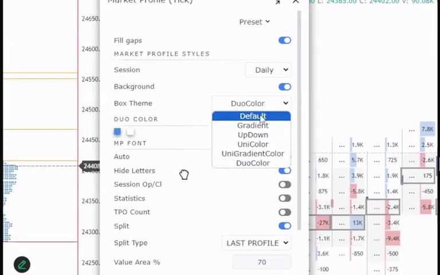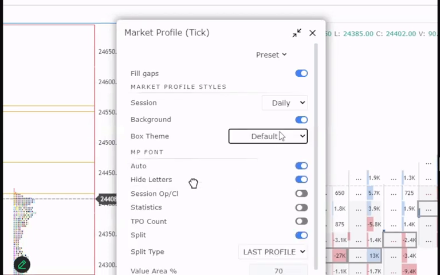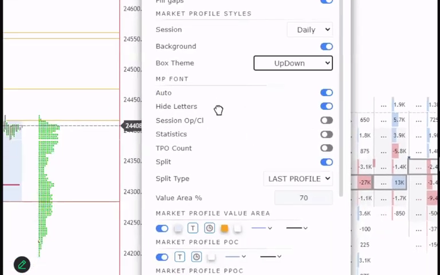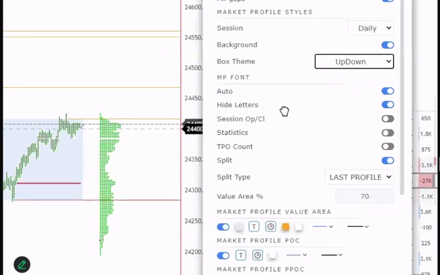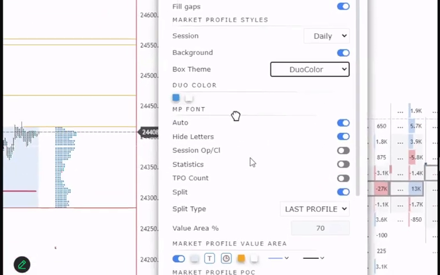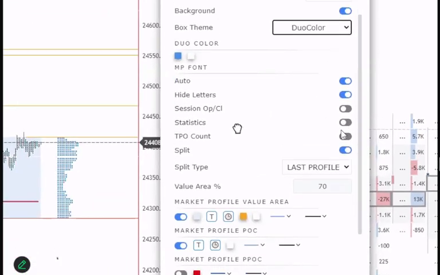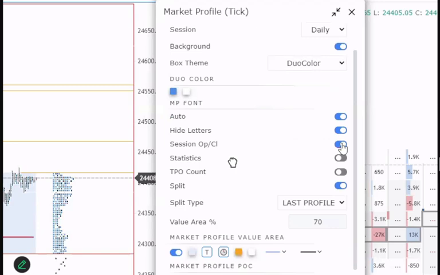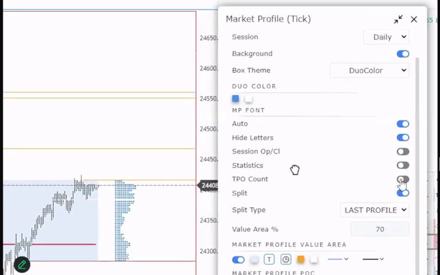Then you can do different colors. I have the duo color, you can do multicolor, you can do up down color, so green days are up, red days are down, something like that. But I just like a simple color. Then the good part is you can also highlight the open close area. You can also split this.